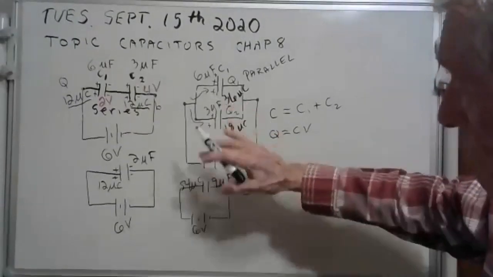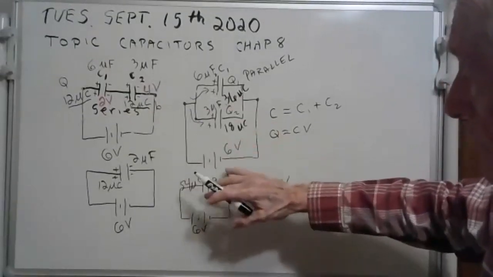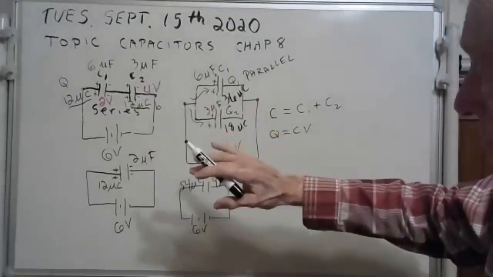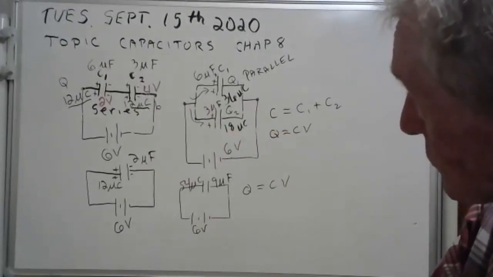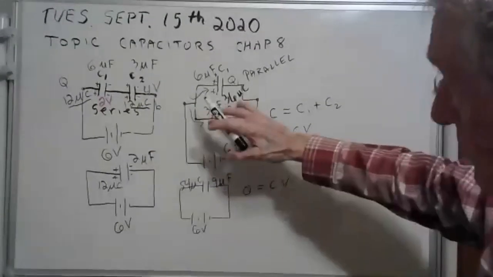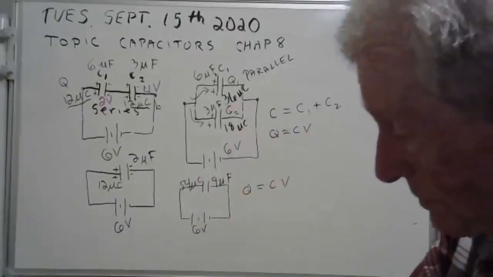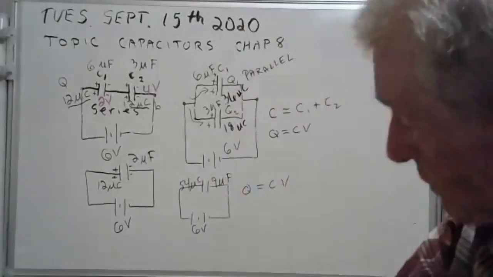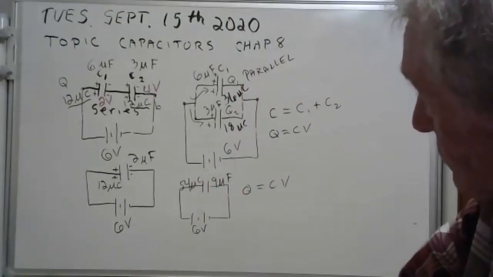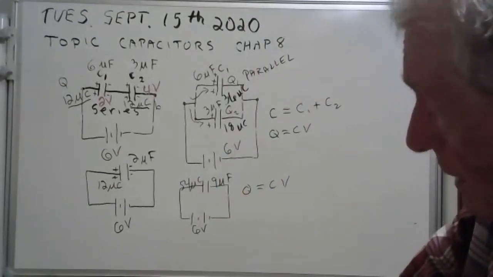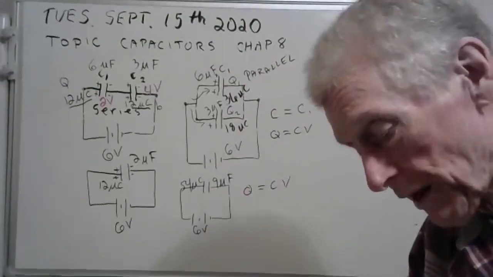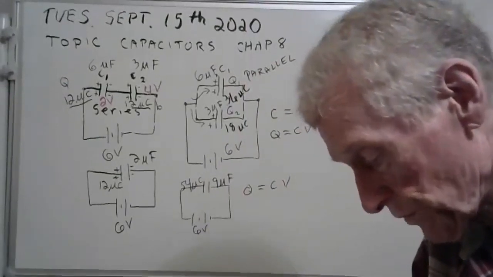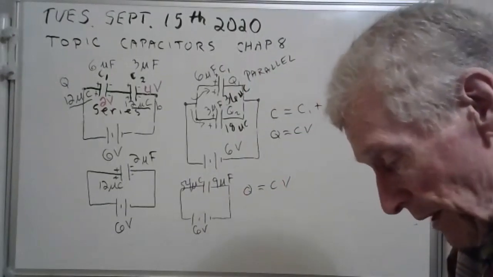So we have the charge. We know the volts. It's 6. They both have 6 volts on them. The volts are the same in parallel. We have the charge, 36 microcoulombs, 18 microcoulombs. We have the volts, we have the charge, and we have the capacitances. Well, we need to do some more and practice that so you'll feel good about it.